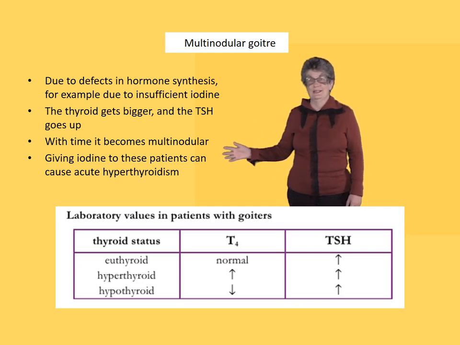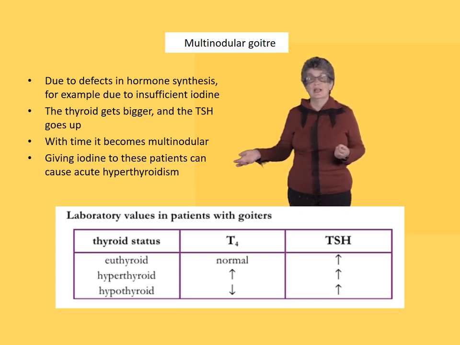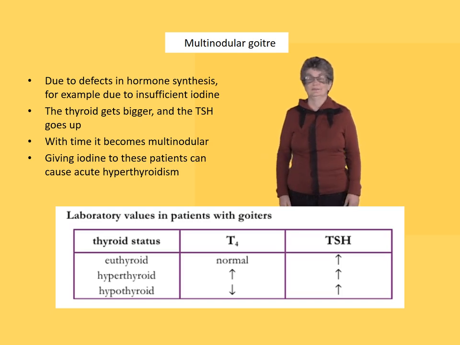The table at the right here shows laboratory free T4 and TSH in people with multinodular goiter. Notice the TSH is always increased, but the patients can be euthyroid if they're compensating with a normal free T4, as well as hypothyroid, the most usual. But if they're given iodine, you will drive them into hyperthyroidism with a high T4.